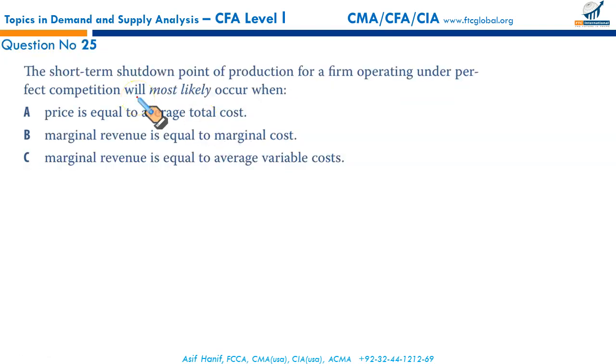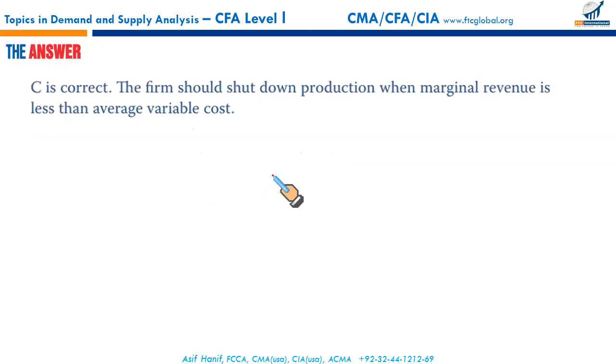Next, the short-term shutdown point of production for a firm operating under perfect competition will most likely occur when you are unable to cover your variable costs, when your price is not sufficient to cover your variable cost. That's a situation where you cannot sustain, even in the short run. So this is the point where the firm should shut down, because your revenue is not sufficient to cover your variable cost. So that makes C the correct option.